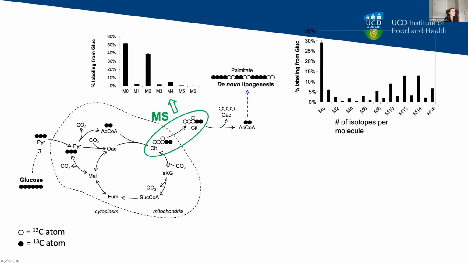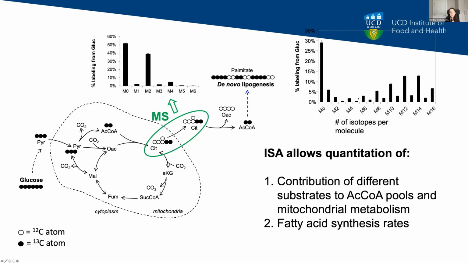In addition, you can follow this carbon all the way to de novo synthesized fatty acids. During fatty acid synthesis there is a sequential addition of acetyl-CoA units, and in the mass isotopomer distribution pattern you see these mass increments of 2 coming from that fully labeled acetyl-CoA. So it has a very distinctive pattern. You can use that data and apply isotopomer spectral analysis, and then you can quantify the contribution of different substrates to acetyl-CoA pools within the cell, and also calculate fatty acid synthesis rates.